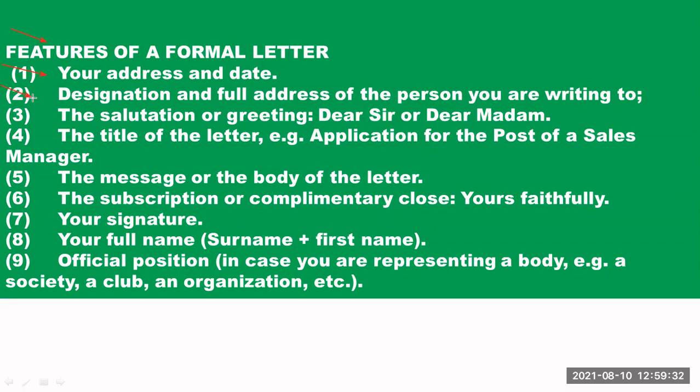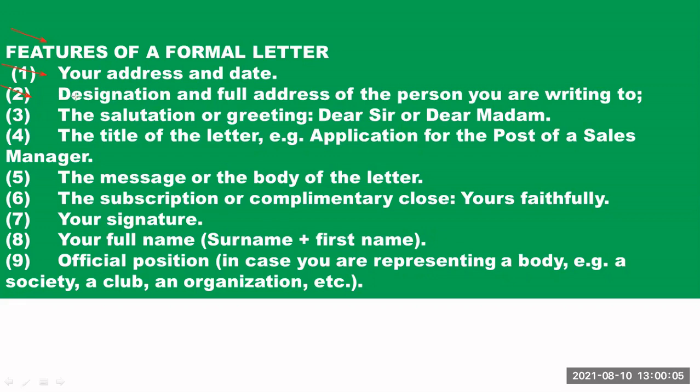All right, after your address and date by the right-hand side, then you come to the left margin and you write the designation and full address of the person you are writing to. By the way, designation is the official title. I told you that a formal letter is a letter you write to someone who occupies an official position. So if you are writing to the Minister of Agriculture, his designation is minister, all right? So you address him by the name minister.